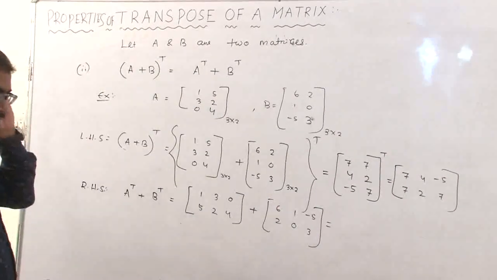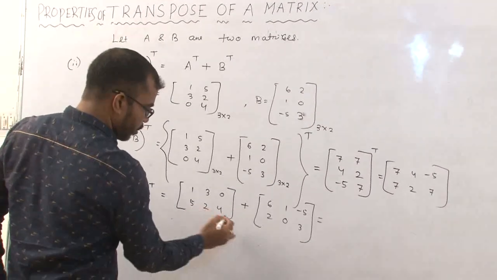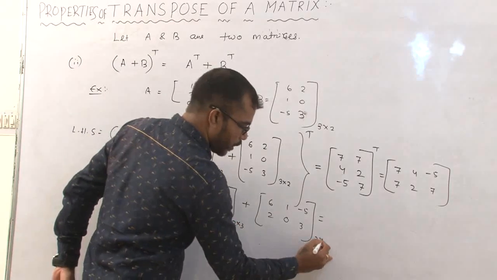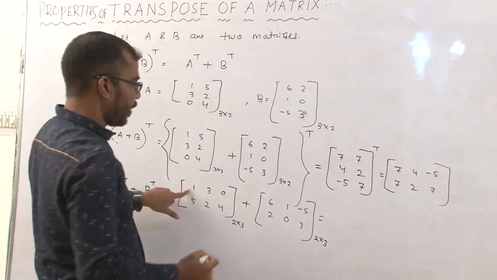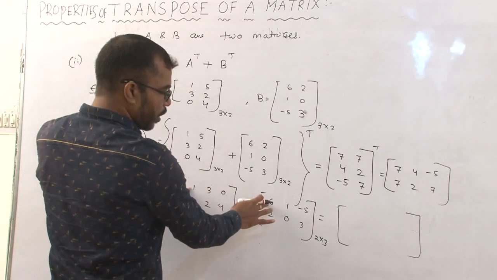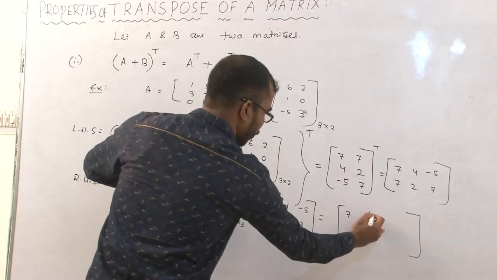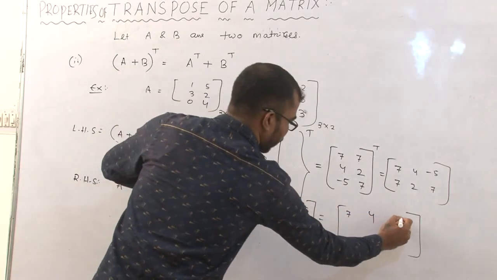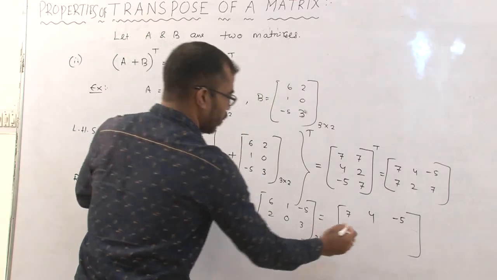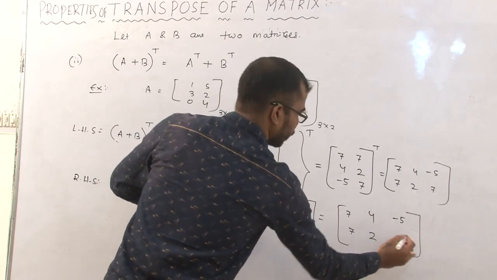Now we add them. We can add them because they have the same order, 2 into 3, because 2 rows and 3 columns. It is also 2 into 3. Now add corresponding element to corresponding element. That means 1 plus 6, that is 7. 3 plus 1, that is 4. 0 plus minus 5, that is minus 5. 5 plus 2, 7. 2 plus 0, that is 2. 4 plus 3, that is 7.